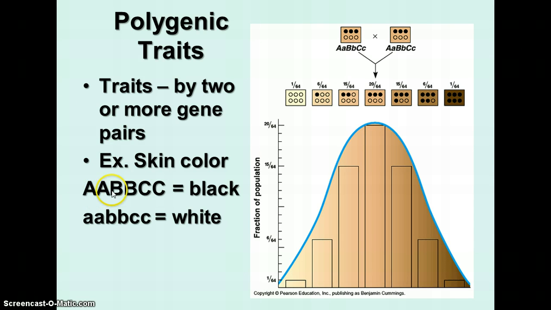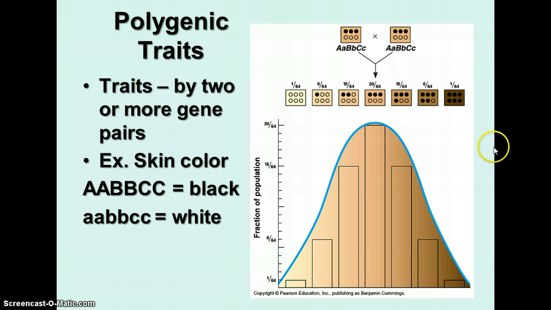If you have all dominant genes, then the skin color is very, very dark black. If you have all recessive genes, then it's very, very light white. Now, this is not the same thing as albino. That's a totally different thing. We'll talk more about the albino later on.